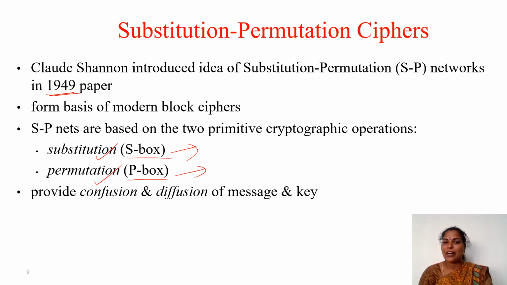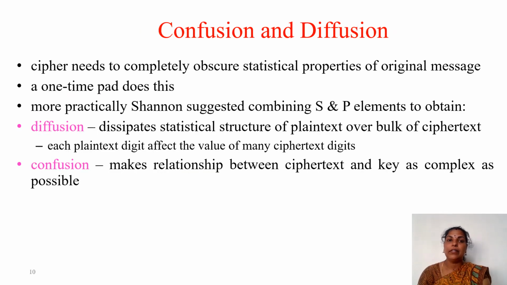So we have to provide confusion and diffusion of the message and the key. Let us see what confusion and diffusion are. They are very important terms in cryptography.